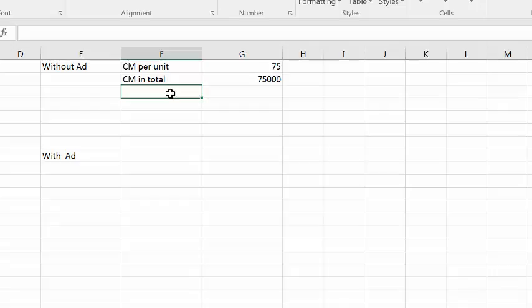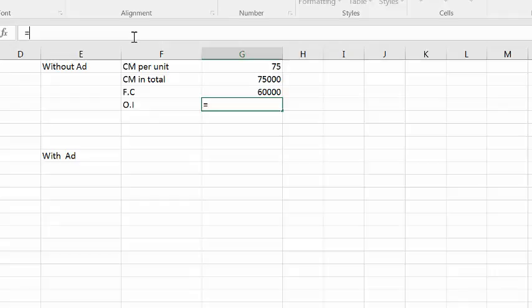So now we can take a look at the OI. Well, before I go there, let me put a fixed cost here. The fixed cost is given 60,000. So the OI is contribution margin total subtracts fixed cost, which is 15,000. So we're done with the without add situation.